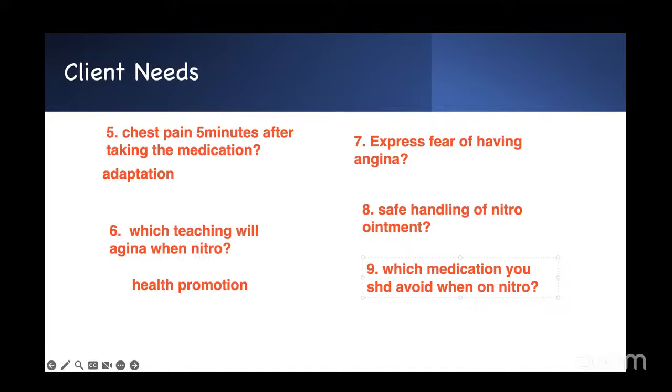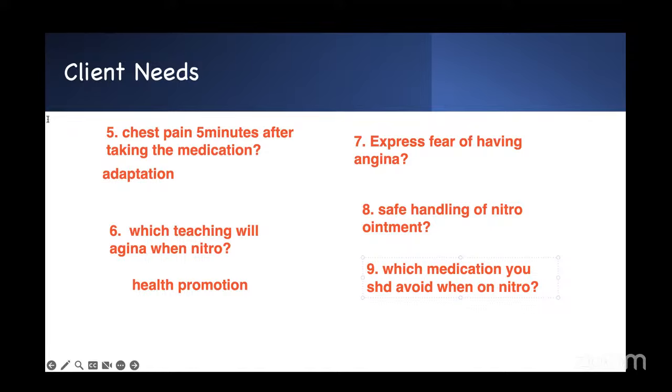When you're trying to prevent the whole thing from happening and you want to provide some safety, it becomes a safety issue. When you're providing preventive measures, teaching is what? Health promotion. Every question, you can put it in the right place. Therefore, they should avoid these, and that's what you teach them.